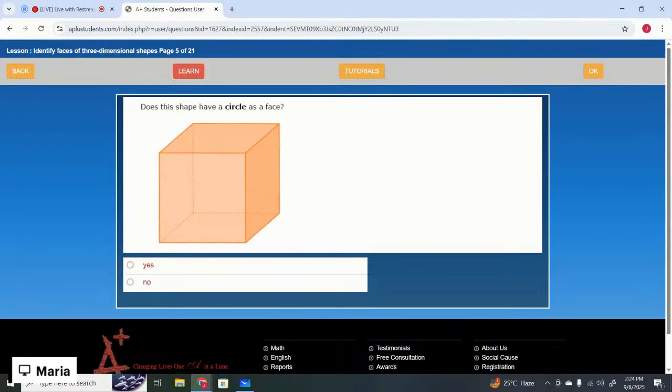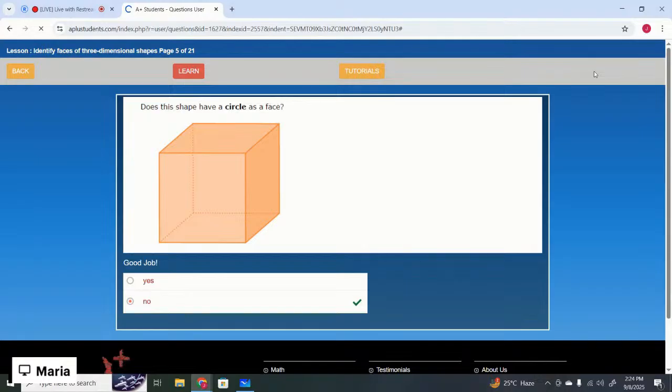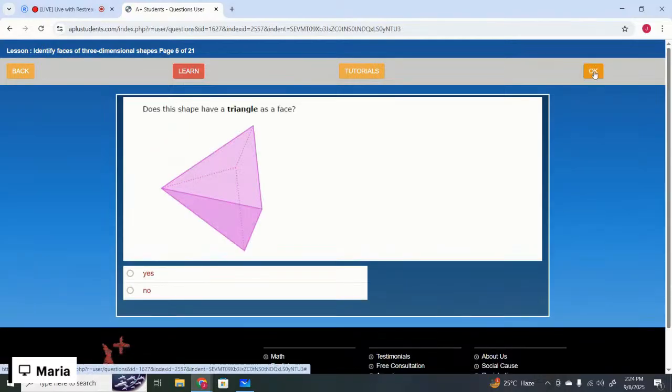Does this shape have a circle as a face? No. The shape does not have any face as a circle. The correct option is no. Does the shape have a triangle as a face? The correct option is yes.